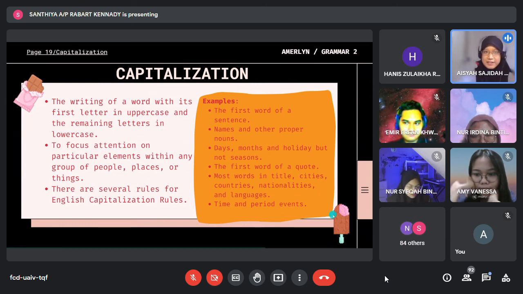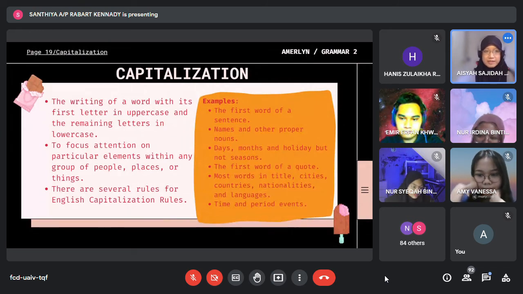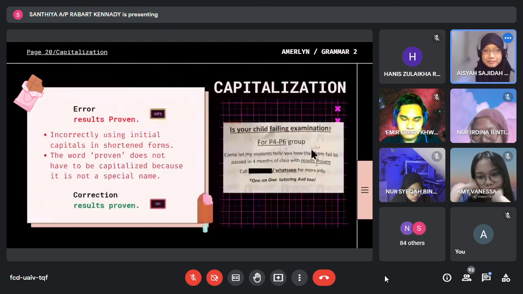Before going any further, let me explain what capitalization is. Capitalization is the writing of a word with its first letter in uppercase and the remaining letters in lowercase, to focus attention on particular elements within any groups of people, places, or things. There are several rules for English capitalization. For example, the first word of a sentence, names and other proper nouns, days, months, and holidays, but not seasons. The first word of a quote, most words in a title, cities, countries, nationalities, and languages, and lastly, time periods and events. Next slide, please.